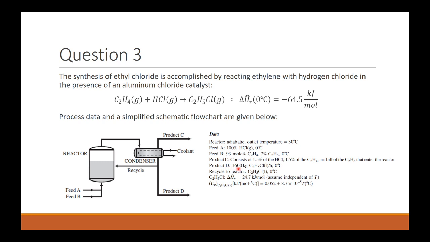Product D contains our desired product, which is C2H5Cl in the liquid phase at 0 degrees Celsius, and recycled to the reactor is the ethyl chloride as well at 0 degrees Celsius. Okay. And you are given the vaporization enthalpy.